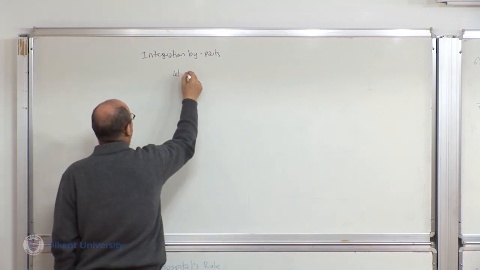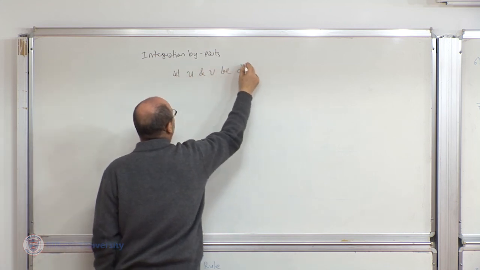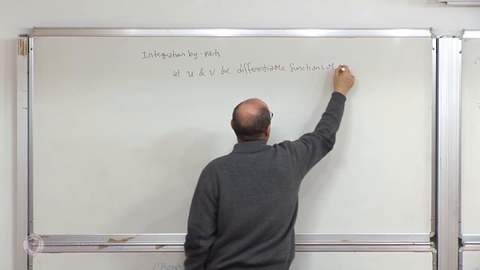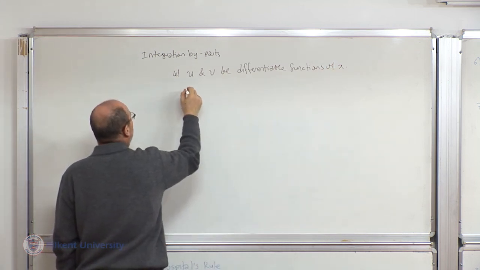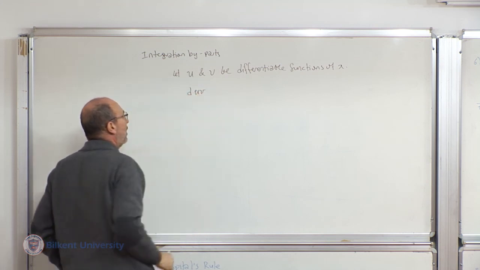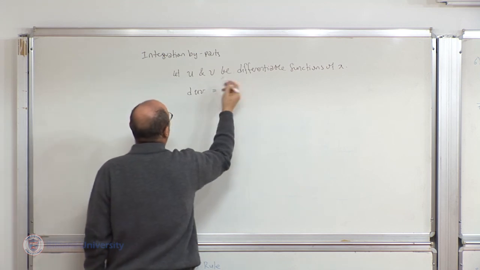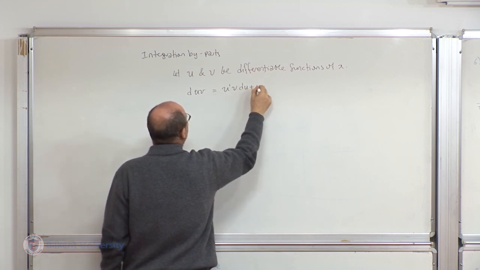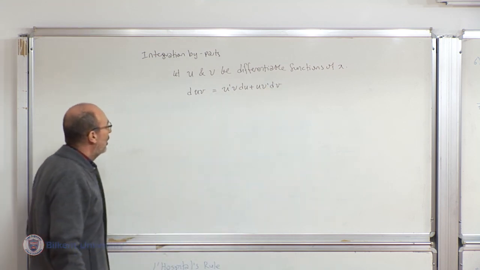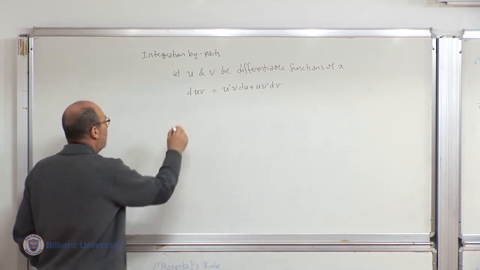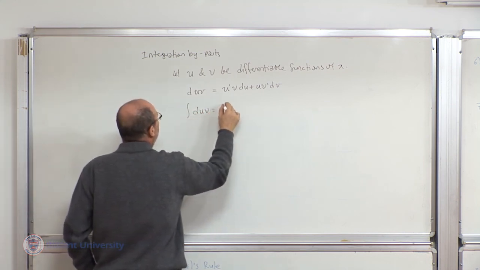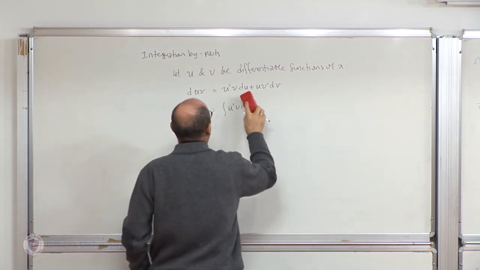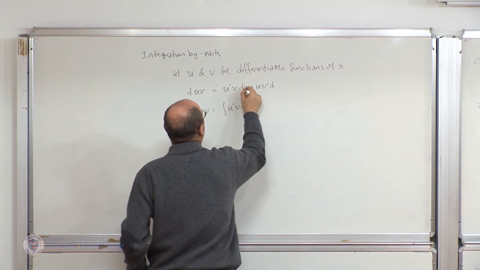You take, let u and v be differentiable functions of x. Okay. So we take the differential of u times v. Okay, so this is u prime v dx plus u v prime dx. Now integrate both sides, integrate the differential of uv, integrate u prime v, well, not du, so this is dx, right, dx.